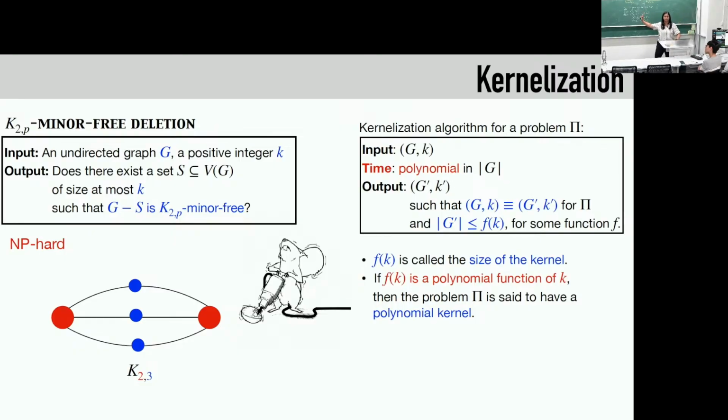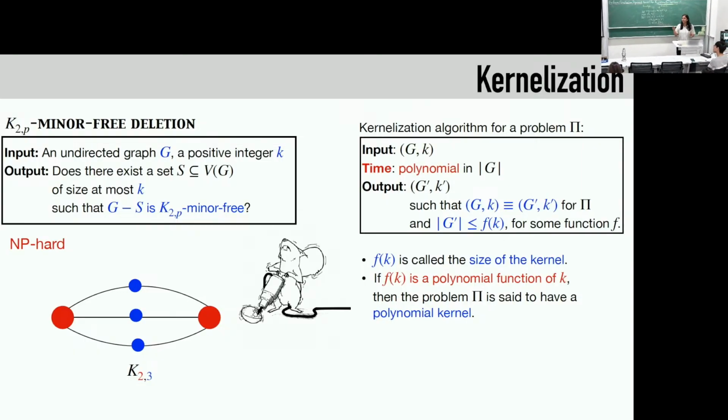Is the paradigm clear? So this is a kernelization algorithm, and if there is such an algorithm, then we say that the problem admits a kernel, and f of k is called the size of the kernel. And if f of k is a polynomial function in k, then we say that the problem admits a polynomial kernel. And this is this polynomial here in the title, right?